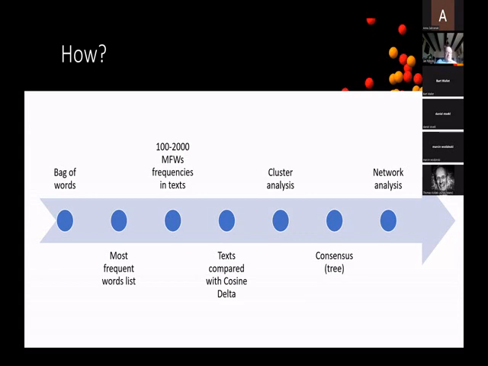Then, of course, we want to make a most frequent word list. For our studies, we usually take between 100 and 2,000 of those most frequent words. We count them in each of the texts, and then we compare the texts using a particular measure of difference. Professionally, we call it a distance measure. Then we apply some other statistical tricks like cluster analysis. And finally, to make things even nicer and prettier and more visually attractive, we do network analysis. And this is how it's going to work.